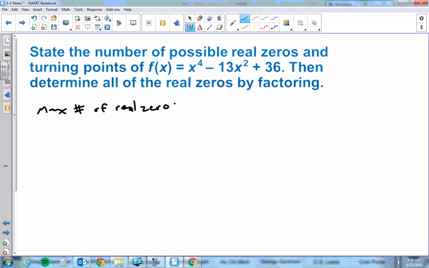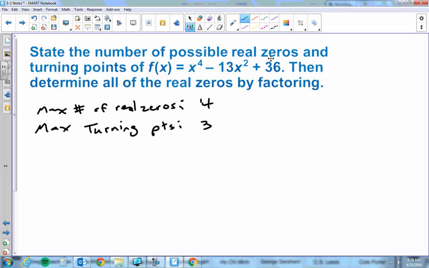I can write the word real. That would be 4, yes? It is a degree 4 polynomial, so we have 4 zeros. What about turning points? Maximum number of turning points. Yeah, because it's always n minus 1. And once again, let me say, since it's a degree 4 polynomial, it will have 4 zeros. They could all be imaginary, though. Okay? So when it says number of possible real zeros, they could all be real.